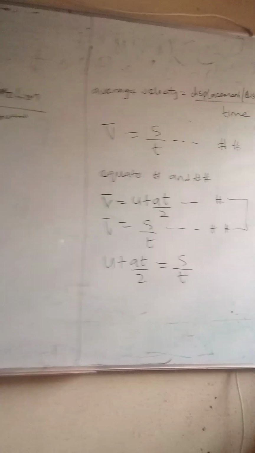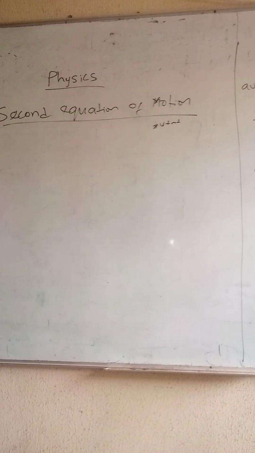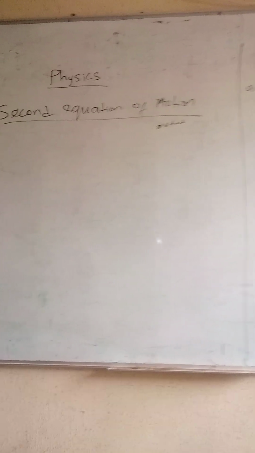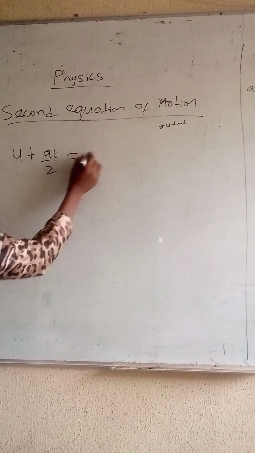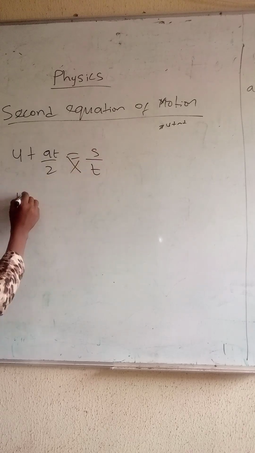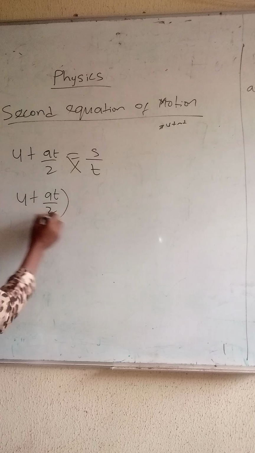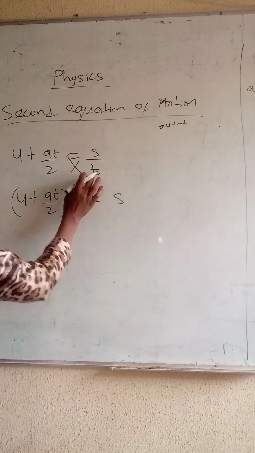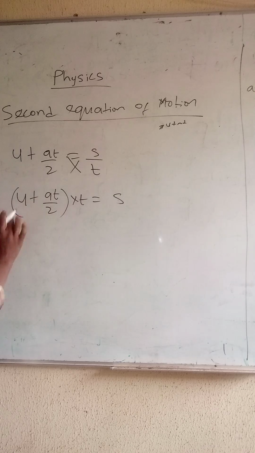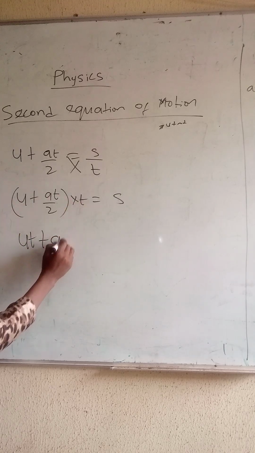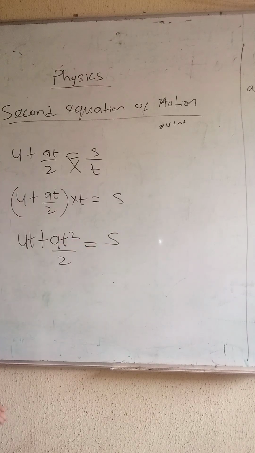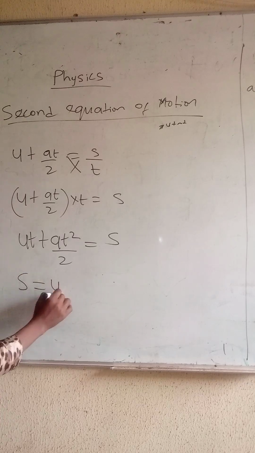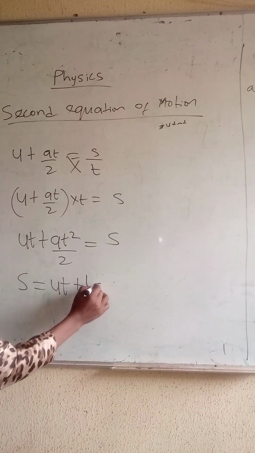So from here, we have u plus at all over 2 is equal to s over t. If we cross multiply, we have u plus at over 2, multiplied by t, is equal to s. Let's open the bracket. We have u times t, ut, and this times this will give us at squared all over 2, is equal to s. Now let me change s to the other side. So we have s is equal to ut plus half at squared.